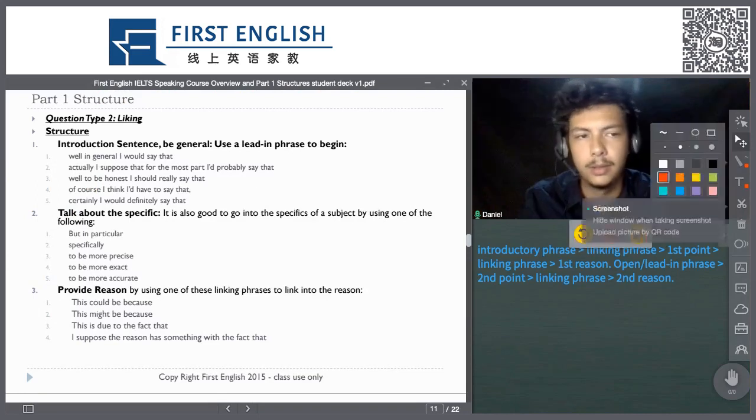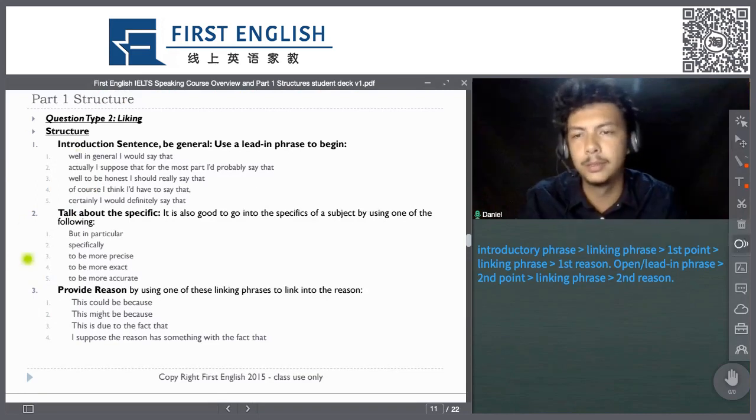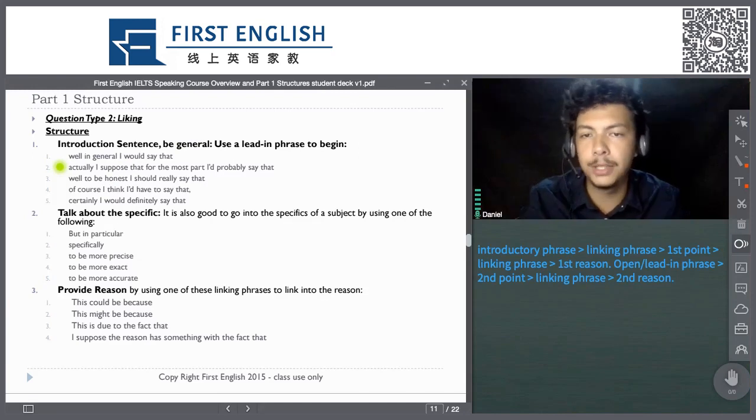We only have three notable points here to compose our answer. But just like the last question type, it's going to begin with an introductory or lead-in sentence. We're going to use our introductory sentence to lead into our answer by saying something like, well, in general, I would say, actually, I suppose for the most part, I would probably say that. Well, to be honest, I should really say that, so on and so forth.